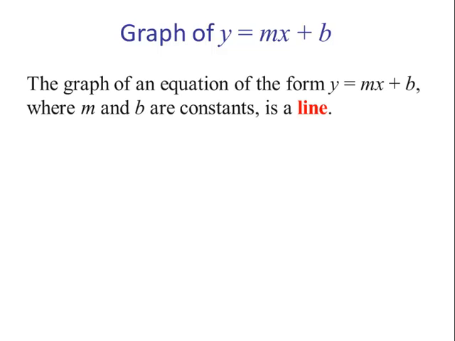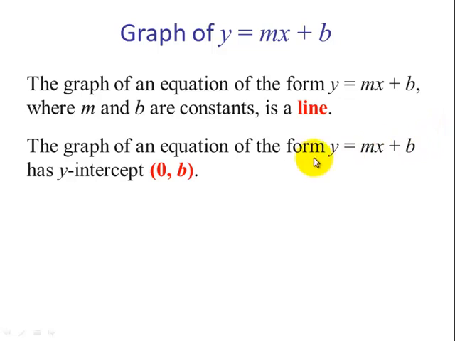Let's talk about some characteristics of the graph y equals mx plus b. The graph of the equation of the form y equals mx plus b, where m and b are constants, is a line. Now some of you may know that m is what we call the slope, which we'll talk about later in future videos, and b is what we call the y-intercept. The y-intercept is the point where the line crosses the y-axis. It is always in this form: (0, whatever your y-intercept is).